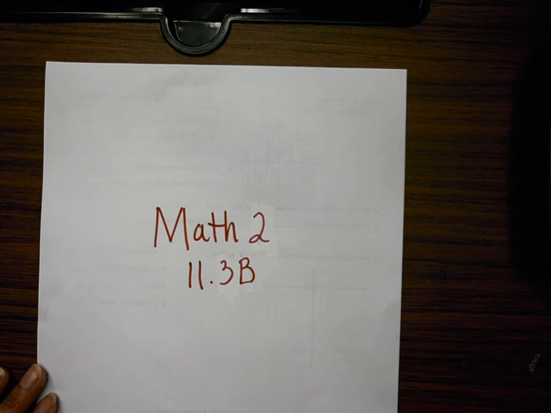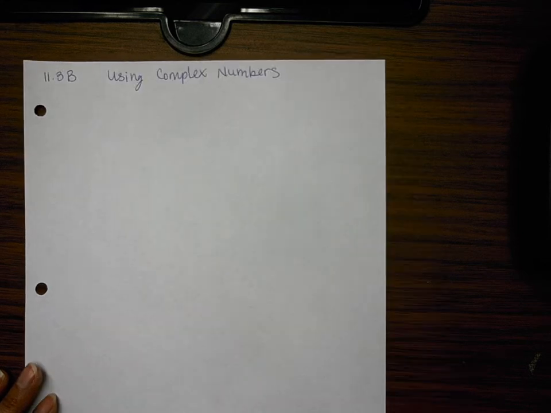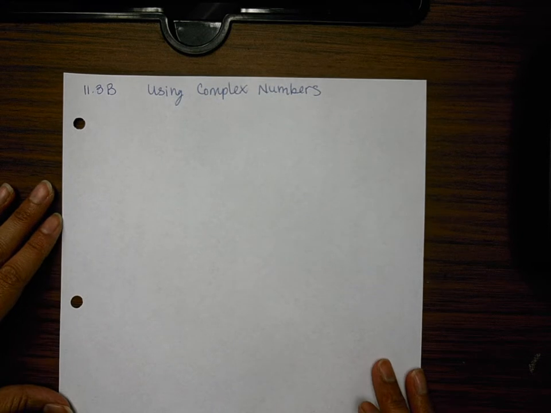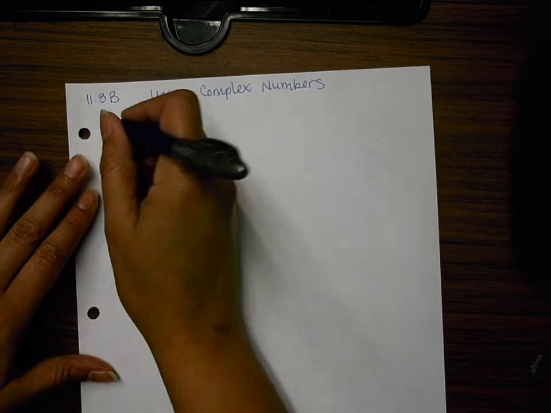This is Math 2, 11.3b notes. That's Math 2, Unit 11, Lesson 3b. The title is Using Complex Numbers. Solve for x is what we're going to write down.